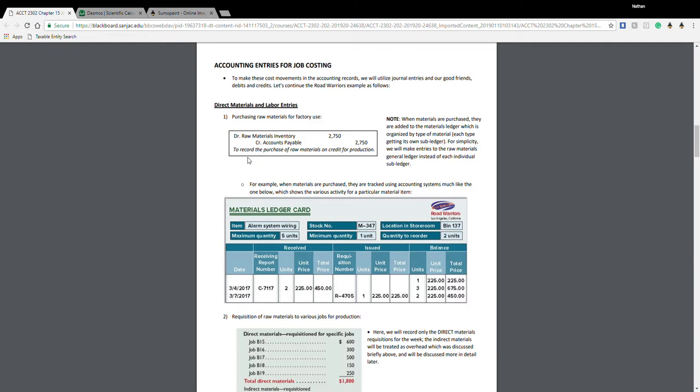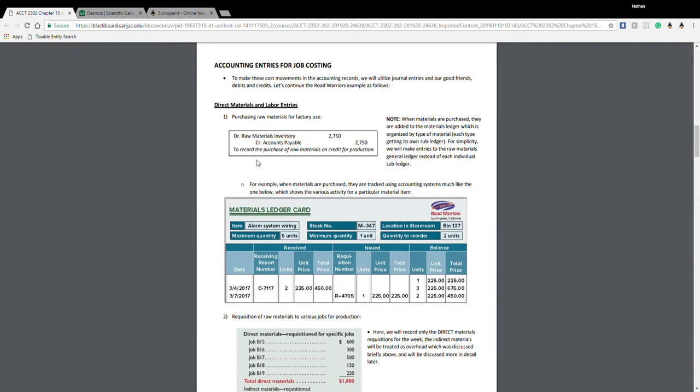And we're going to keep using the Road Warriors, going for their tag team championships. So the Road Warriors had to buy about $2,750 in raw materials this time around. They probably already had some, but we're not going there. So we have to buy $2,750.